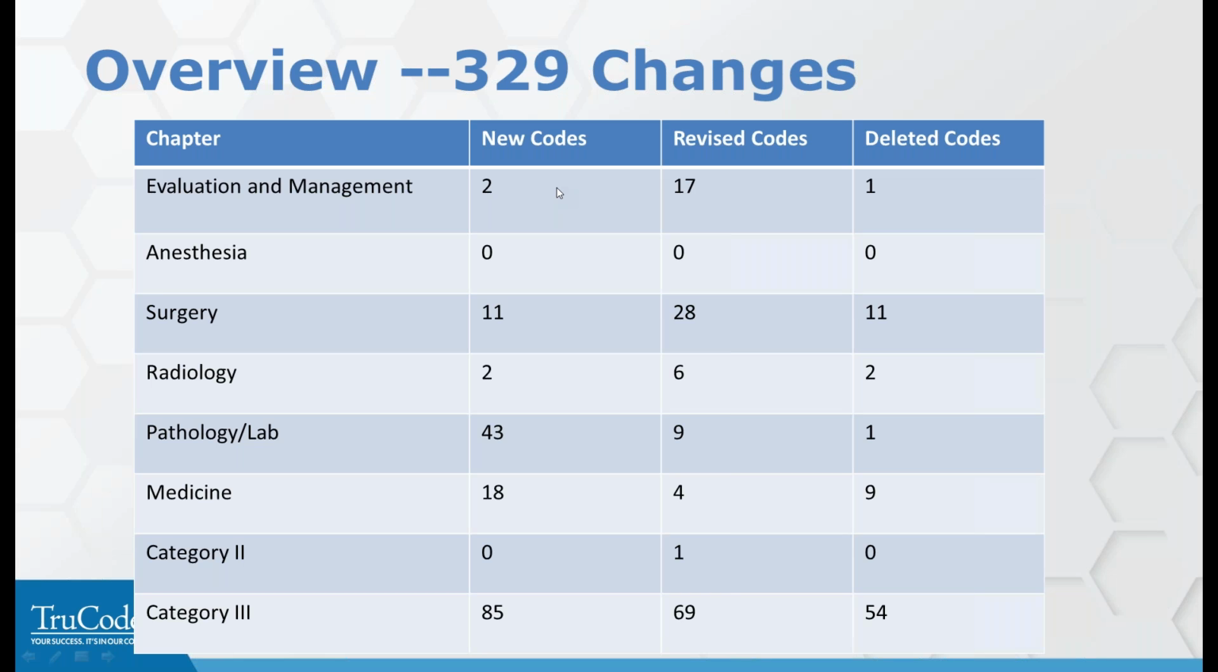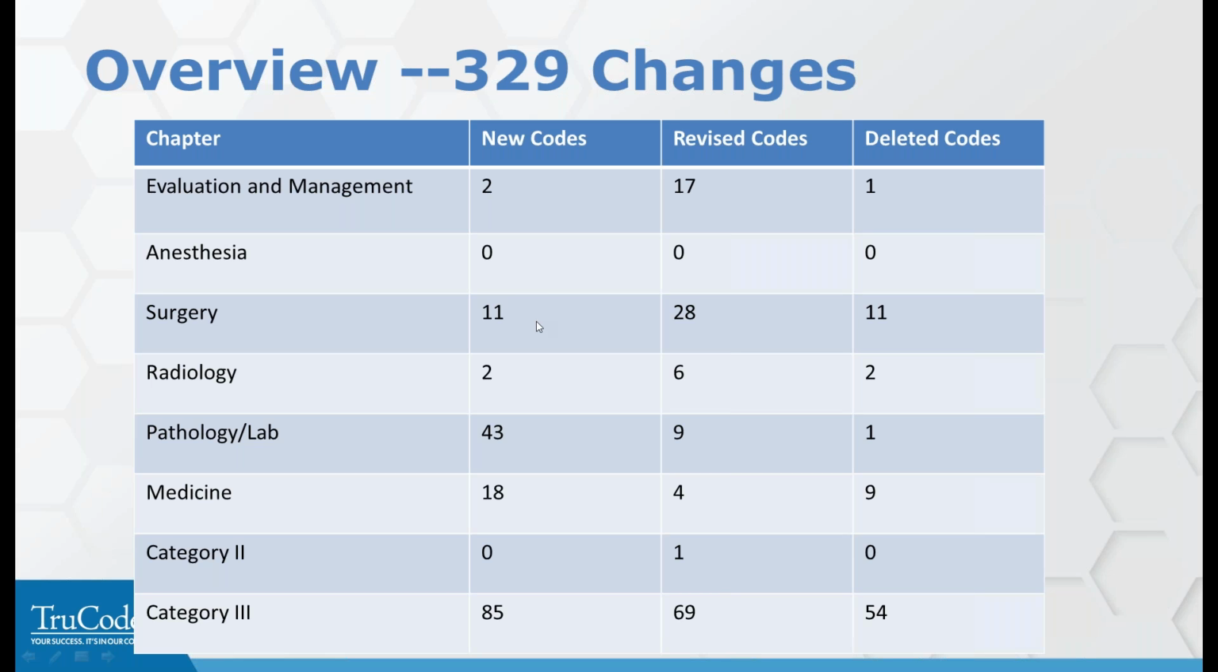So sometimes you look at the number of codes and you go, wow, there's not much there. But with E&M, there are only 2 E&M codes that are new this year, 17 revised, and 1 deleted code, but they totally renovated all the office visit codes. That's a huge deal for our clinicians that are trying to use those codes. So we'll talk about those again as we go through. In anesthesia, no changes this year at all, so no big deal there.